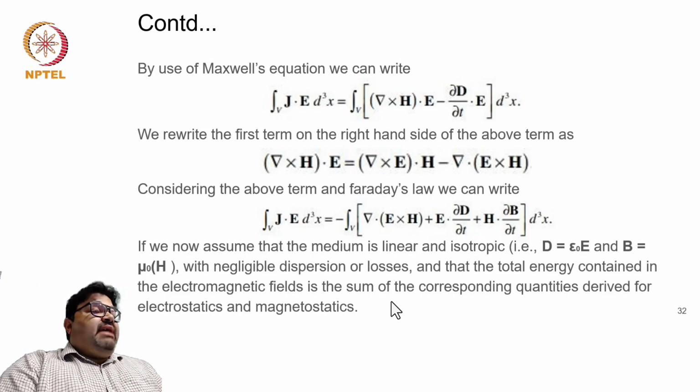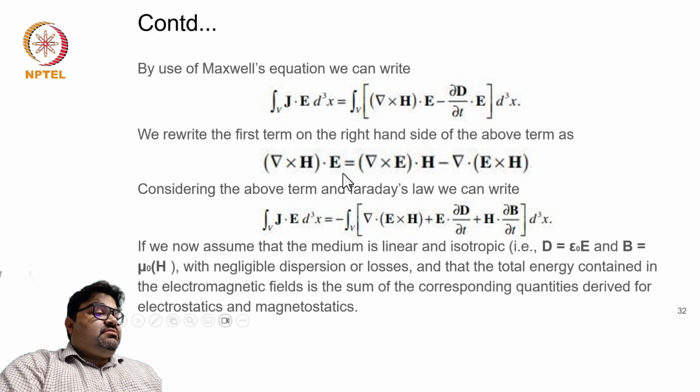So by using Maxwell's equation, again you can write it in terms of the curl of H. So you replace that and then use the vector algebra form that curl of H dot E is equal to the right hand side, and if you replace that, finally you take this shape of the expression.